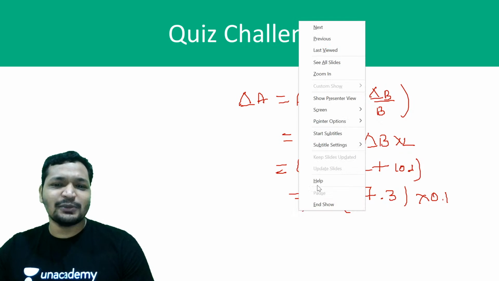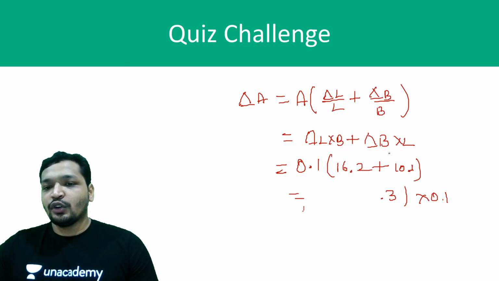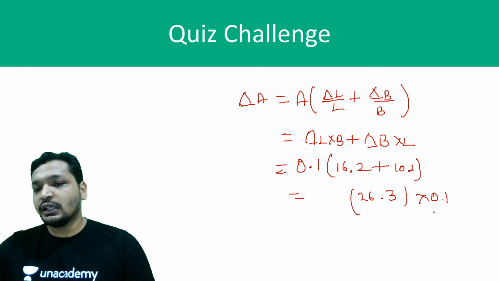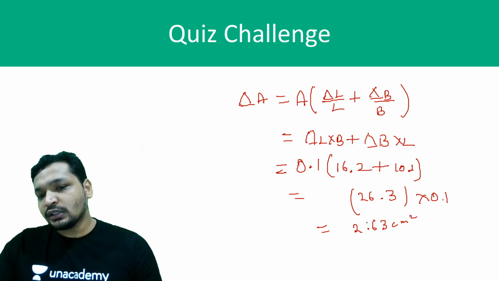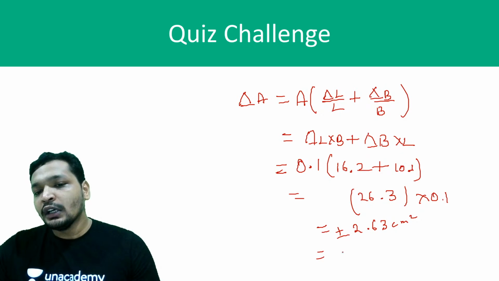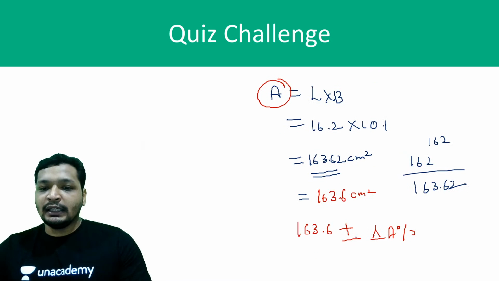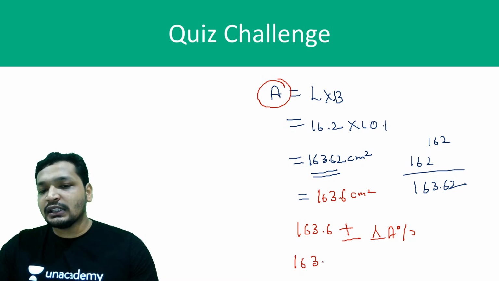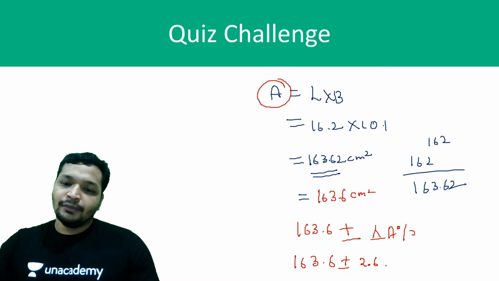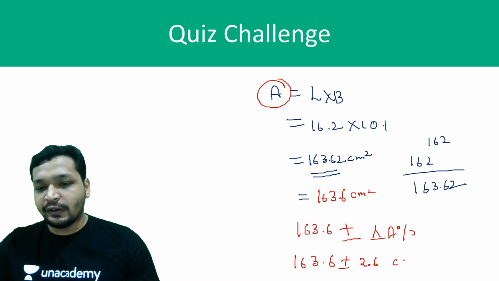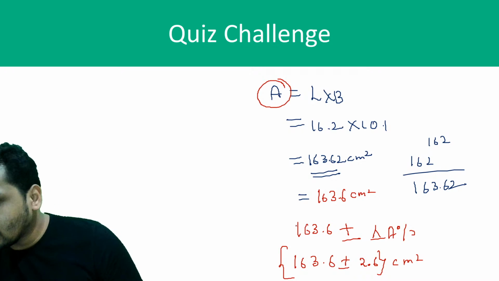That is going to be 26.3. I'm sorry, guys, 26.3. What a blunder. You don't make these kinds of blunders. Okay, it is 26.3 into 0.1. That is going to give you 2.63 centimeters square. So this is plus or minus; you will round it off. This is going to be plus or minus 2.6 centimeters square. That means this answer should be 163.6 plus or minus 2.6. That is it. So you have rounded off to the nearest significant figure, centimeter square. This is how much error can occur.